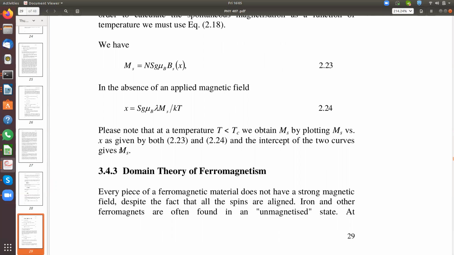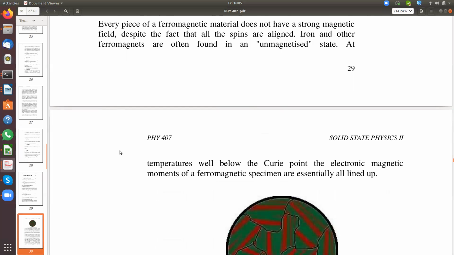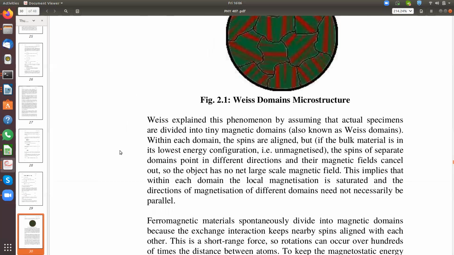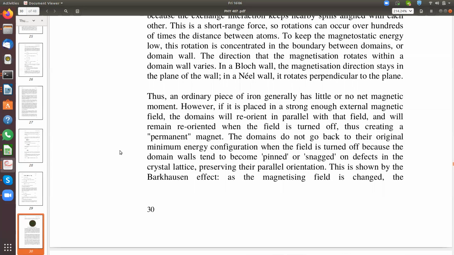Now the domain theory of ferromagnetism: every piece of ferromagnetic material does not have a strong magnetic field, despite the fact that all the spins are aligned. That is, all the spins in ferromagnetism align in the same direction, but they don't have a strong magnetic field. So iron and other ferromagnets are often found in an unmagnetized state. At temperatures well below the Curie point, the electronic magnetic moments of ferromagnetic specimens are essentially all lined up. That is, every one of them will be up. This is the story discussed by Weiss.